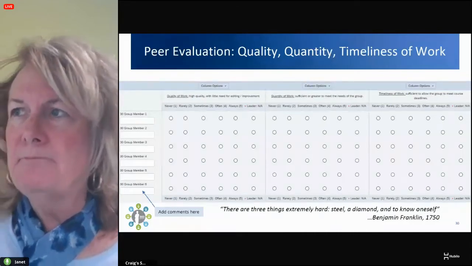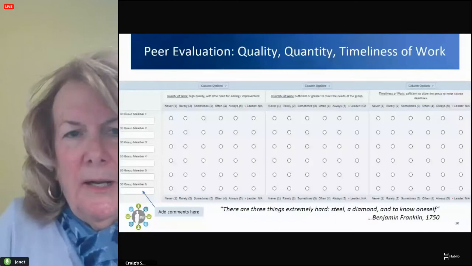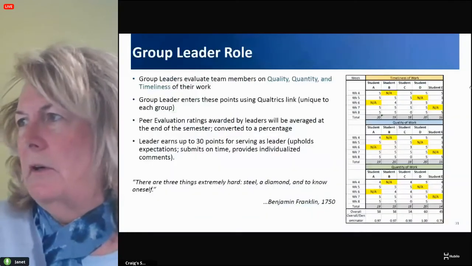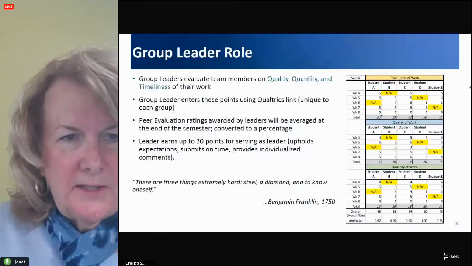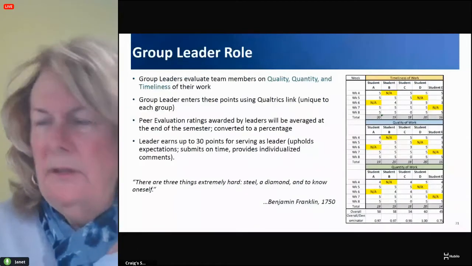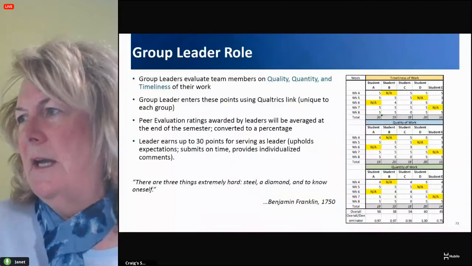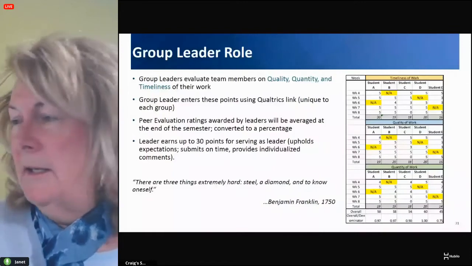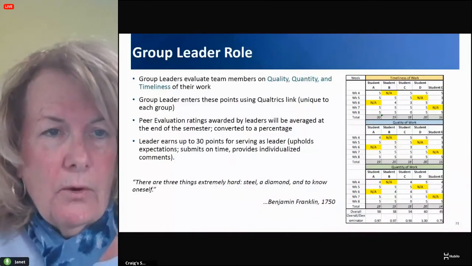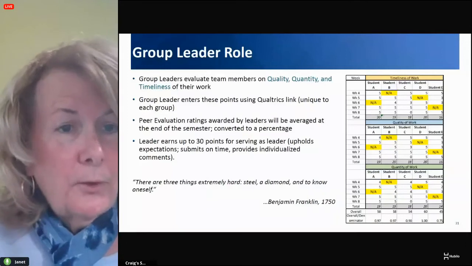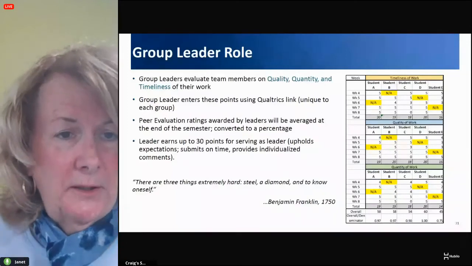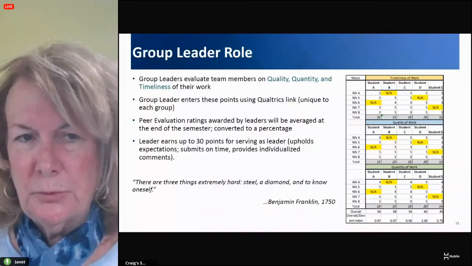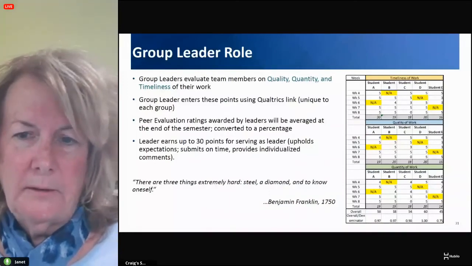Next slide, please. The group leader role contributes to points that the students are earning, and you can take a look at this little snippet that I have downloaded into Excel, and you can see how across time a rating of a 3 out of 5 can end up giving the student a score of 75% for their quality, quantity, and timeliness of work that they contributed to their team. So this becomes an individual grade, but it's a grade based on peer comments.